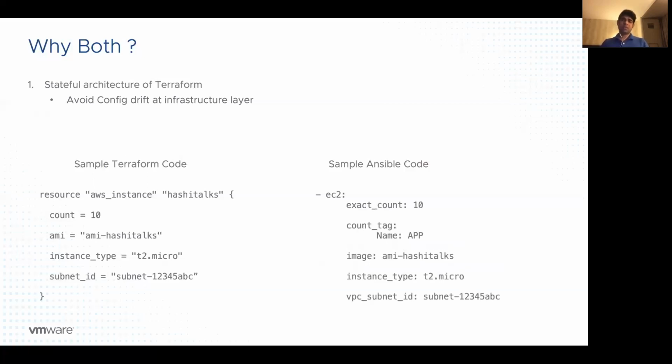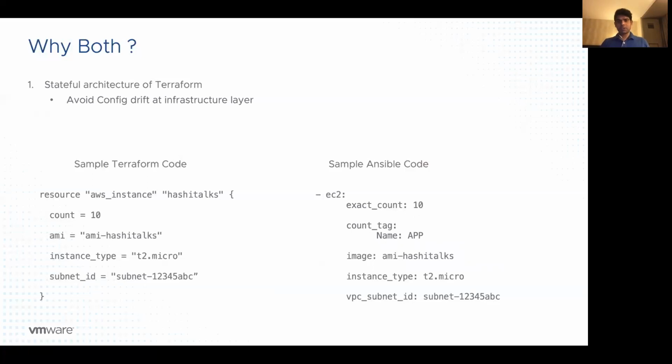And that's true. You have things like exact count and count tag. What these two basically do is count the number of times the tag name equal to app is repeated in that AWS region. So if I have instances, I need to tag those instances as name equal to app, and Ansible is going to count if it is repeated 10 times. If it is, then it's not going to provision anything. But let's say there are only 9 instances tagged as name equal to app, then it's going to provision one more. And if you have more, then it's going to reduce.